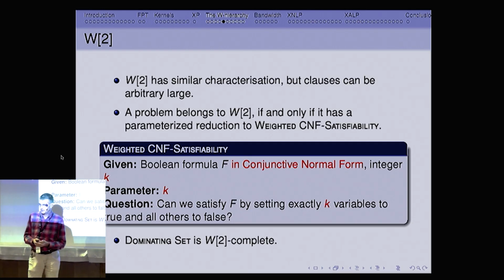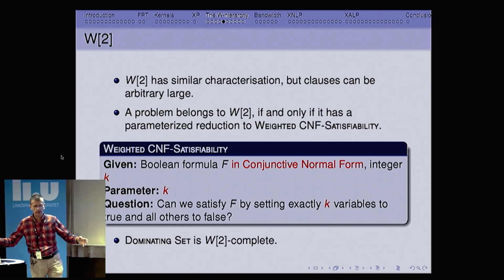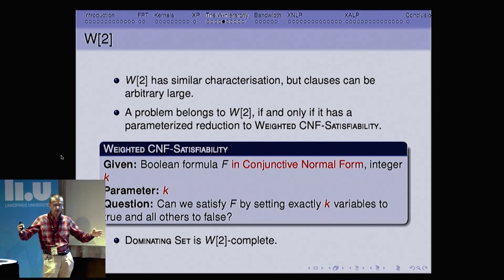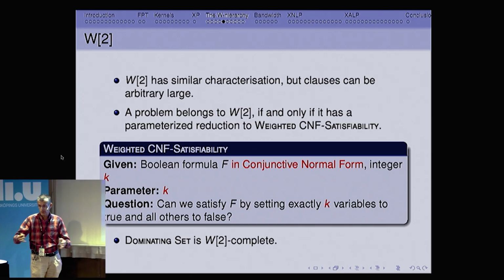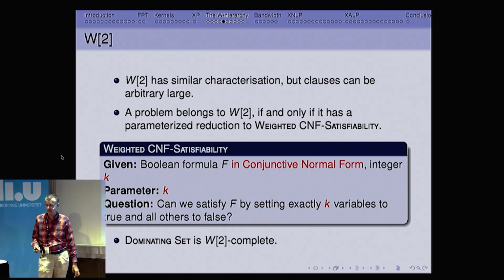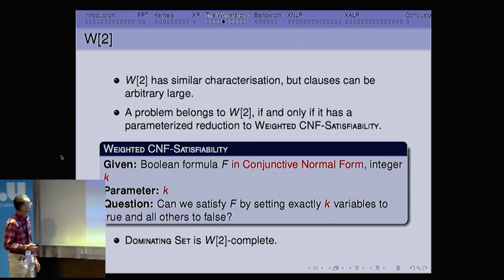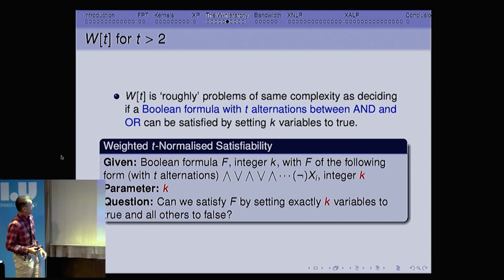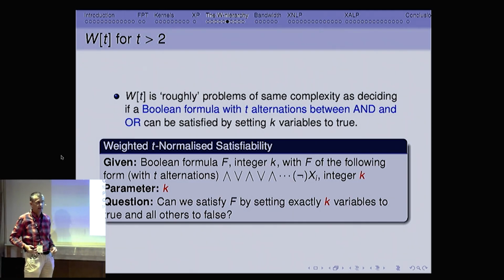So then you have more classes. You have W2. W2 is basically almost the same thing, but now my clauses can be arbitrarily large. So I can have more literals than 3 in a clause. So I have a Boolean formula in conjunctive form, like an input of SAT, and then I want to know, can I make this formula true by setting exactly k variables to true? And the classic example of a problem here is dominating set. And then after that, in this W hierarchy, there are more classes: W3, W4, W5, and so on.